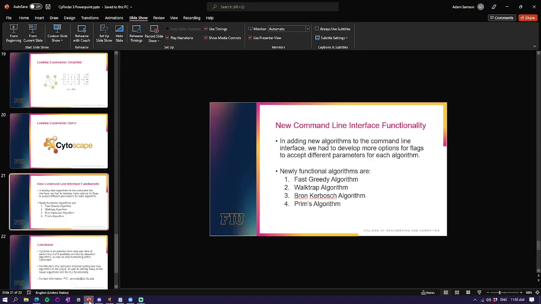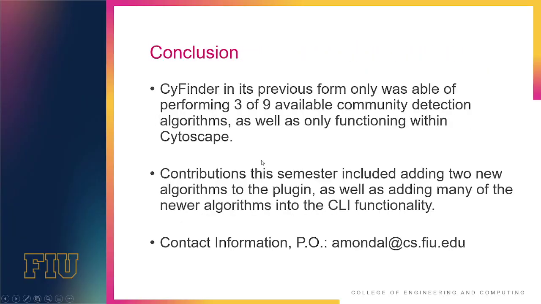So now we're going to continue back to the PowerPoint for Gersan to wrap this up for us. So in conclusion, CyFinder, when we picked it up, was only able to perform 3 of 9 available community detection algorithms, but now there is support for 5, and this semester has also expanded on the development of the command line functionality, which also has new support for 4 new algorithms. And to contact the project owner, his email is at the bottom of the screen.